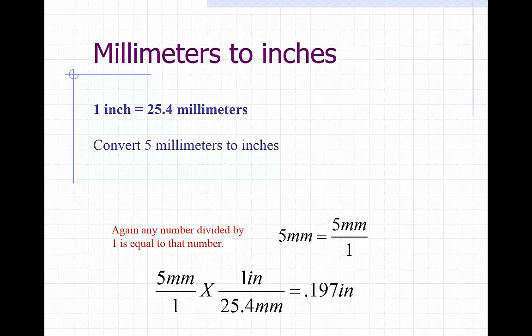Notice this time that because we're trying to cancel the millimeters, the 25.4 millimeters is on the underside, the denominator side. So that means the millimeters are canceled off and we're left with inches. So the way I put this in my calculator is 5 divided by 25.4, and that's going to give me 0.197.